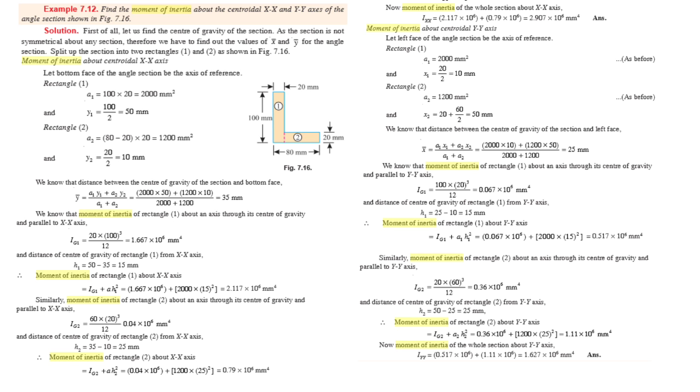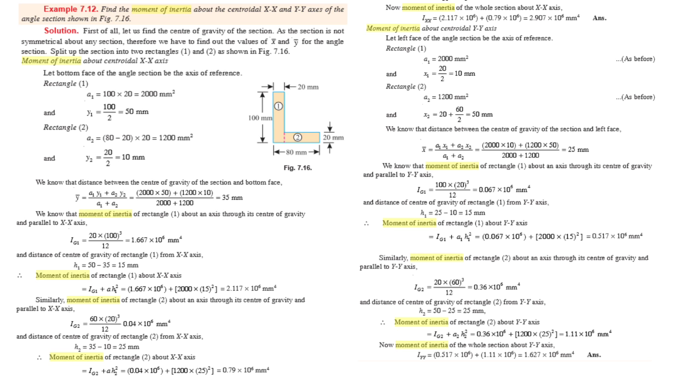Similarly, the moment of inertia of rectangle section 2 about an axis through its center of gravity and parallel to the y axis, Ig2, is equal to h b cube divided by 12. H for rectangle section 2 is equal to 20 mm, so breadth is equal to 60 mm. So 20 into 60 cube divided by 12 is equal to 0.36 × 10⁶ mm⁴. And the distance of center of gravity of rectangle section 2 from the y axis, h2, is equal to x2 minus x bar, so 50 minus 25 is equal to 25 mm.